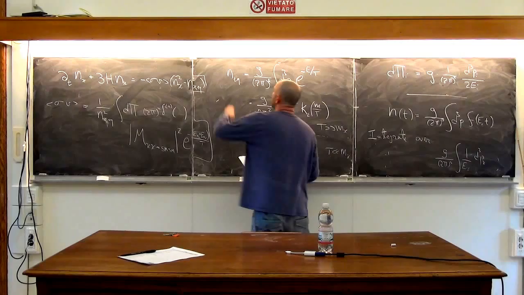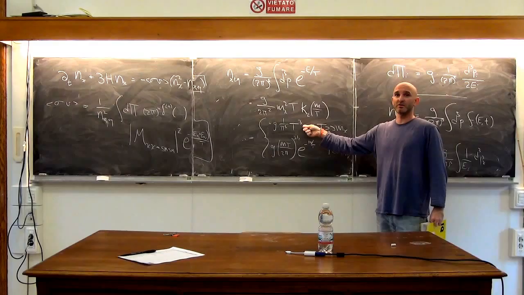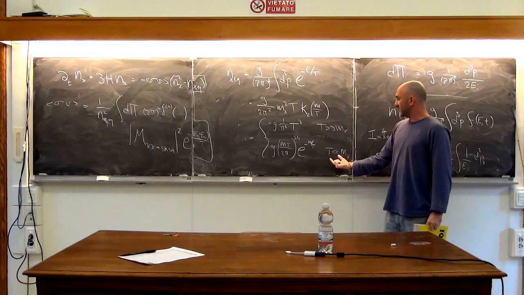This is the equilibrium value. It has two limits. One, when the temperature is very high, it just goes like the temperature cubed, just dimensional analysis. And one, when the temperature is very low, it's exponentially small, as we mentioned before.